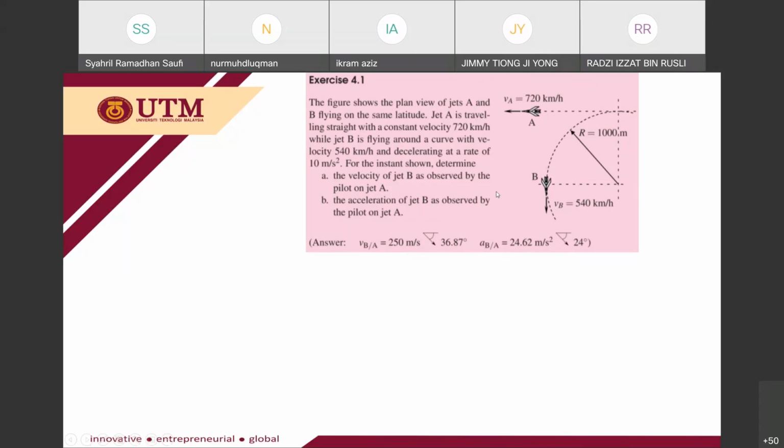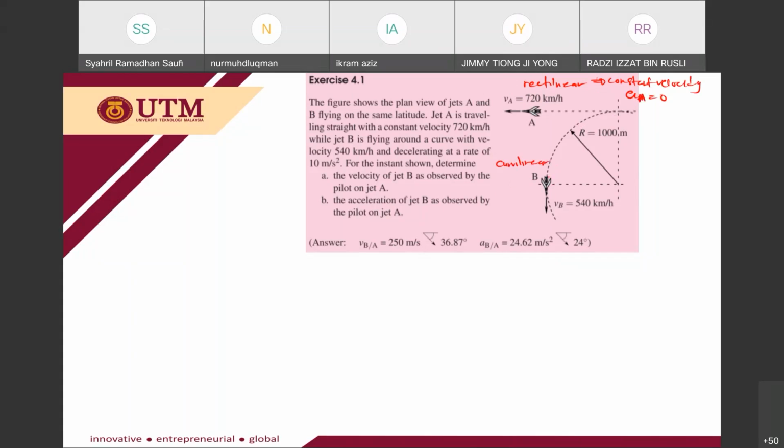So jet A is traveling straight. From the question, you know that this one is rectilinear, traveling straight with constant velocity. So you have another piece of information: with constant velocity, acceleration of A is 0. And then jet B is flying around the curve, which is actually curvilinear.